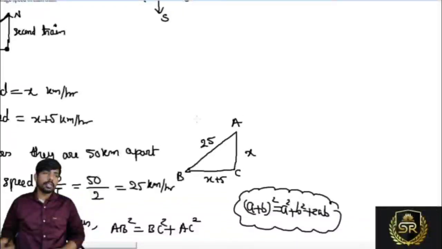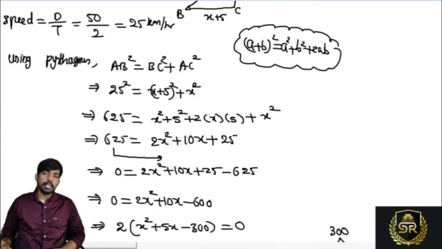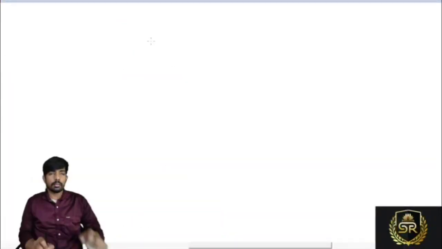So here the first train travels at a speed of 20 km per hour, the second train travels at 15 km per hour. Okay, done. Is this clear? What is asked here? Find the average speed of each train, he said. So we found each train's speed. That's all. This is the solution.